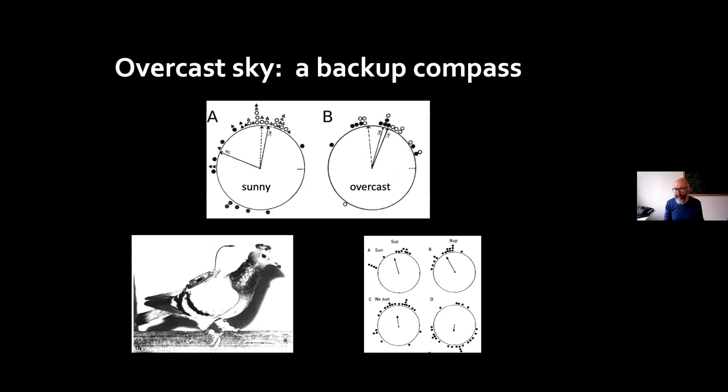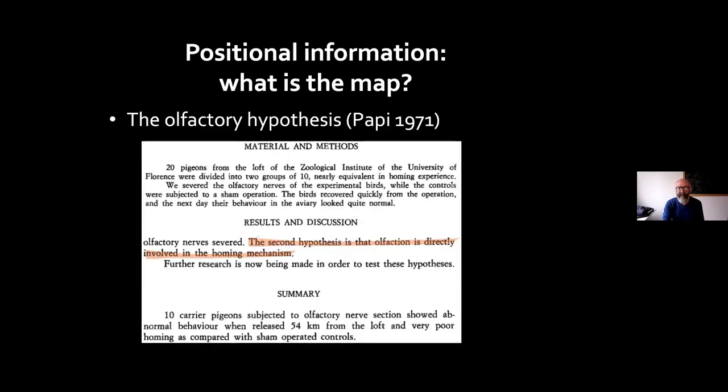So what is the map? There were several hypotheses put forward, but significant progress was made sometime in the early 70s, when essentially by trial and error, a group of ornithologists from Pisa discovered that if they severed the olfactory nerves of the pigeons, these pigeons were strongly impaired in the process of going back home.